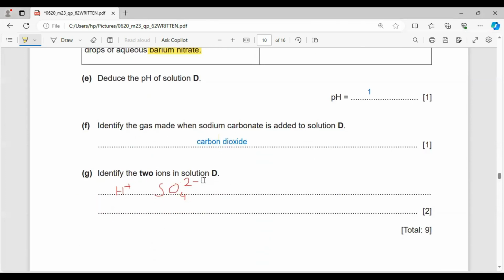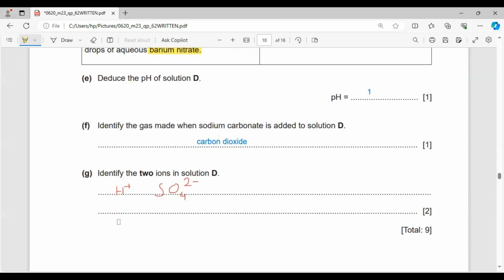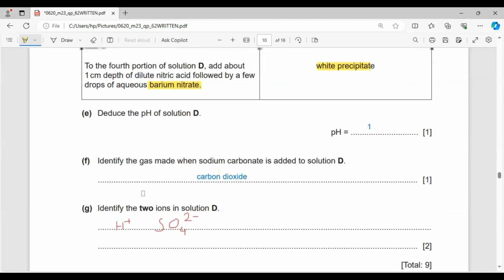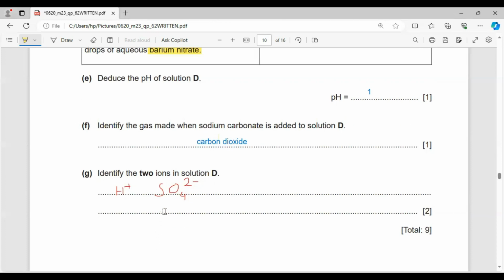Identify the ions in solution D. For the cation, as it was an acid, H plus ions are the important ions when an acid is present. And from the last observation of barium nitrate, a white precipitate is formed, because of which we can confirm sulfate ions are present. So it is H plus and SO4 2 minus ions. That is hydrogen sulfate.